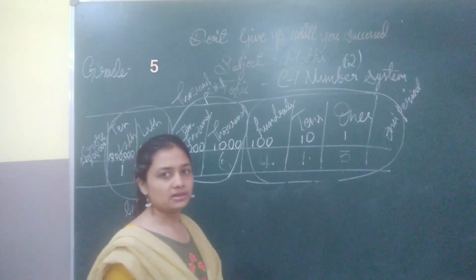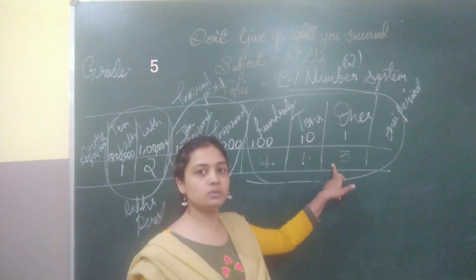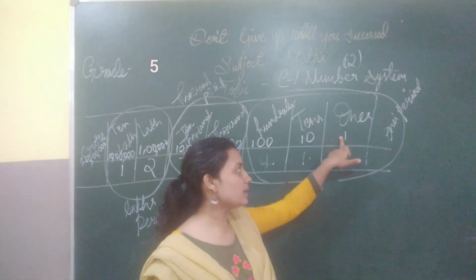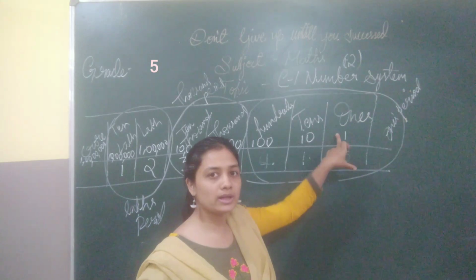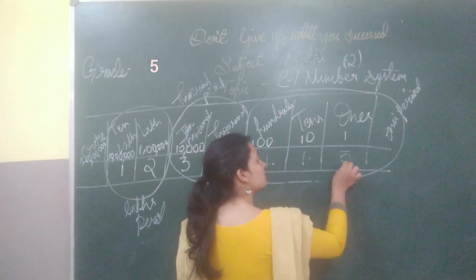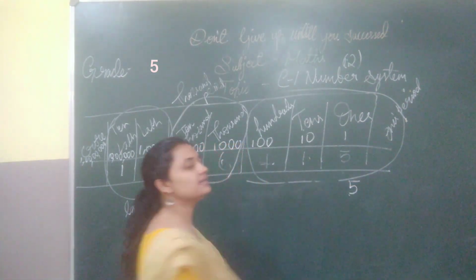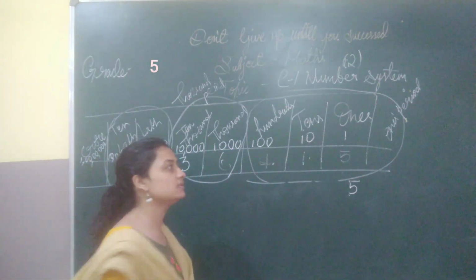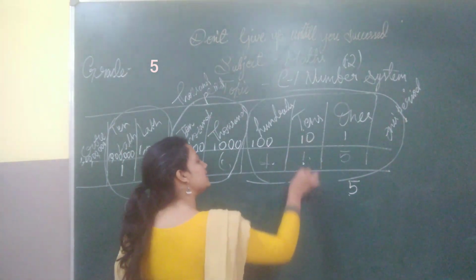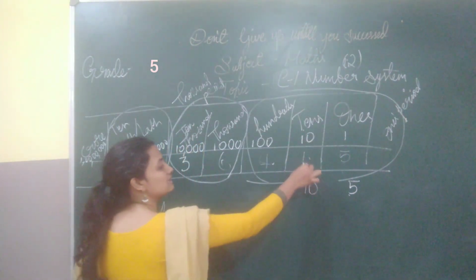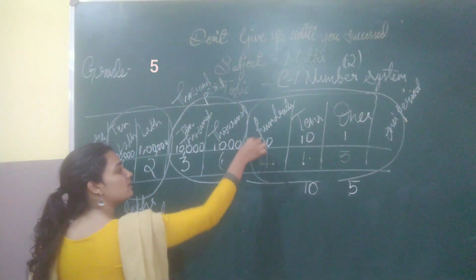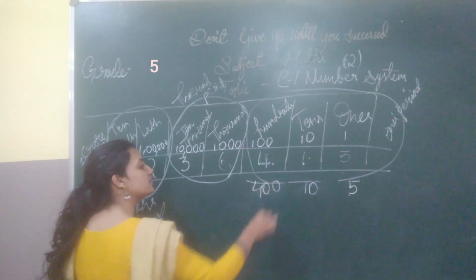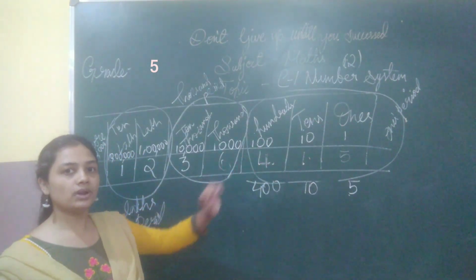To find the place value, children, you have to just take the number which is in that place and multiply with that place. In number we have 1 here, no? 5 will be multiplied with 1. So what is the place value of 5? 5 1s are 5. This is the place value of 5 here. Now let's take the place value of 1. 1 into 10, 1 10 is 10. So place value of 1 is 10. What's the place value of 4 in this? 4 multiplied with 100 will be 400. So place value of 4 is 400.